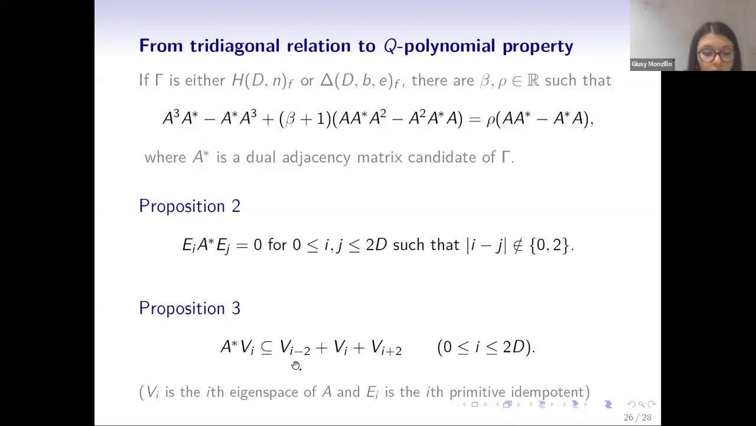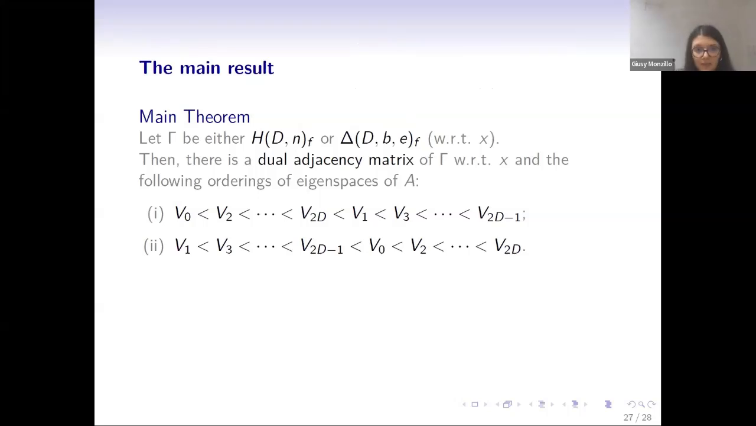Now for two consecutive eigenspaces in this ordering, the indices actually have difference 2 if they are not the same. So we will have like even, odd, odd, even. So to recap, this is our main result. If gamma is either the full bipartite graph of a Hamming graph or the full bipartite graph of a dual polar graph with respect to x, then there is a dual adjacency matrix of gamma with respect to x, and this ordering.